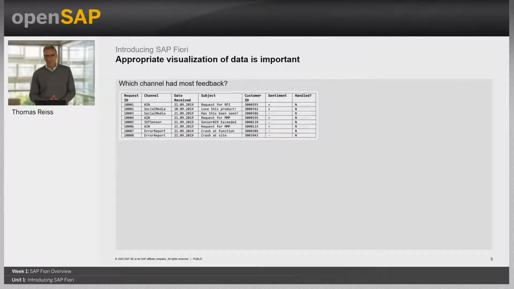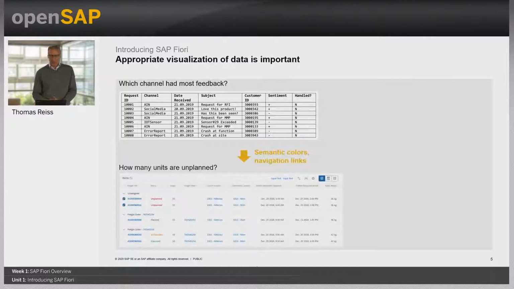So those of you who are maybe using systems back in the 80s might recognize this kind of a display of a table. Looks very basic these days, very old. And of course, if someone's asking you which channel had most feedback, you have to really scan through the table to find that kind of an answer. In this case, it's AIN, in fact. So of course, these days we have far more opportunities. With Fiori, for example, we've got semantic colors. So if you want to know how many units are unplanned, it's the 2 red ones. That's very easy to see. We've also introduced, for example, navigation links as well, so much richer experience.